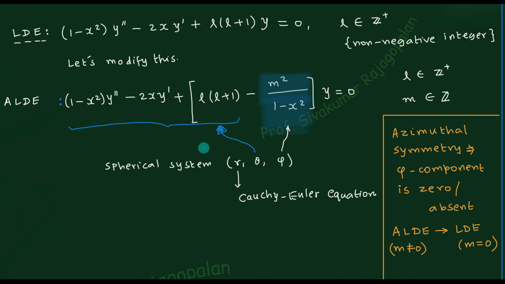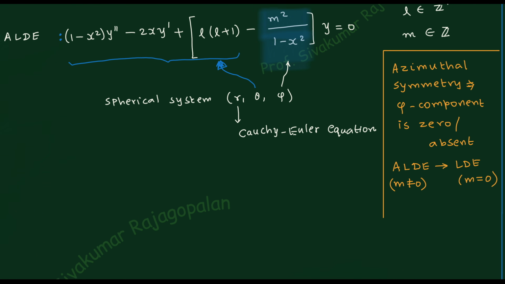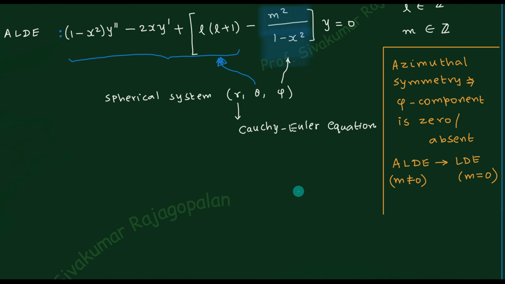Therefore, these things are directly connected to the spherical polar coordinate system. And for the radial component, I already wrote you the Cauchy Euler equation, and you also saw the solution. These are the basic things that are required. Once you understand them, it is easy to grasp what is going on next.